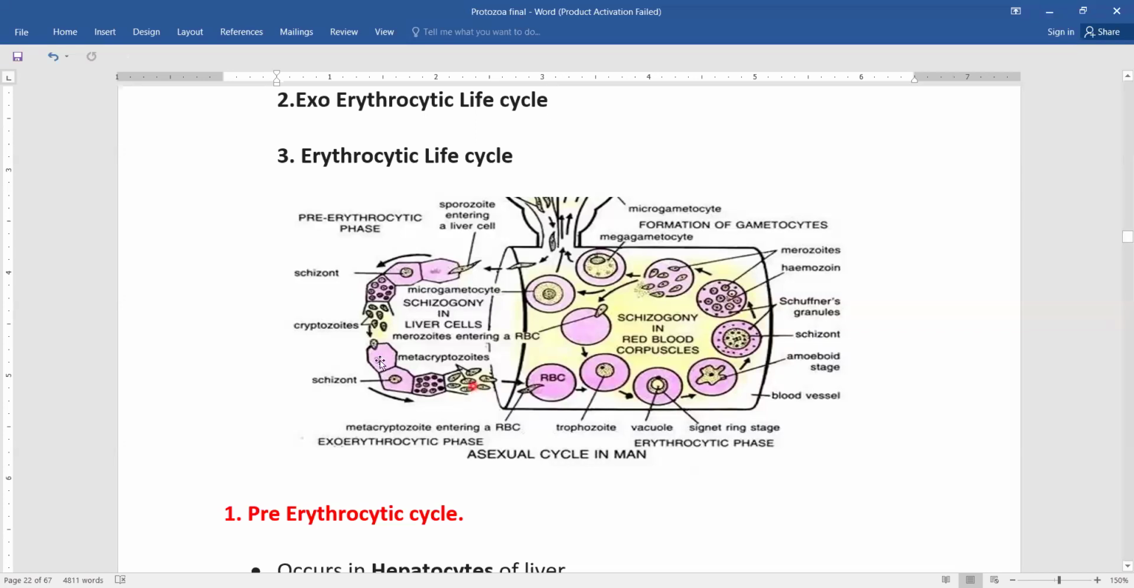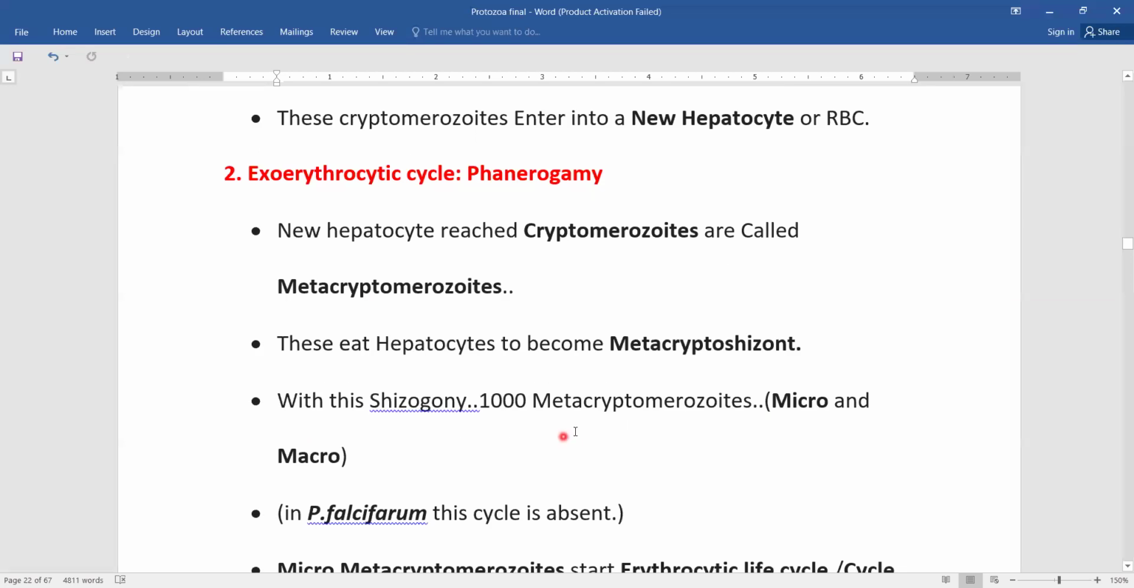Macrometacryptozoites again invade new liver cells. They continue the exoerythrocytic phase. And here also some of the cryptomerozoites reach a new liver cell. Some reach a new RBC, and they will start the erythrocytic life cycle. So if you understand the diagram, that's enough. There is no need to study all these points.